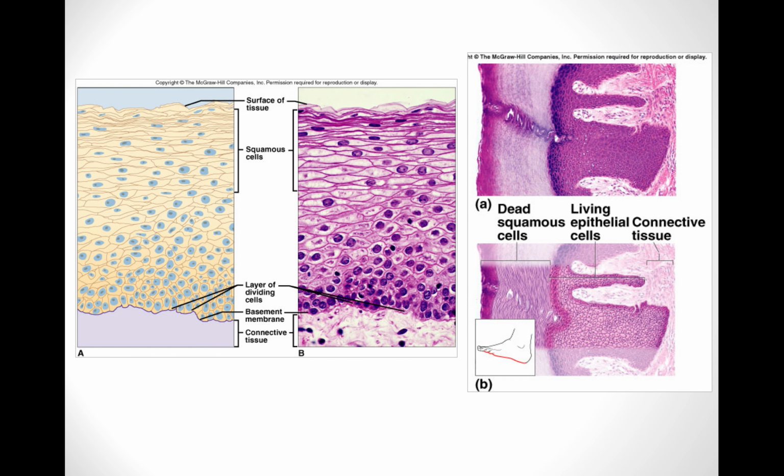Here is an example of the stratified squamous cells. You do notice that many of these cells are flattened in shape, even though as you go more toward the basal layer, the cells look more cube-shaped, but the majority of the cells look pretty flattened. This is an example of a stratified squamous, and this represents your skin.